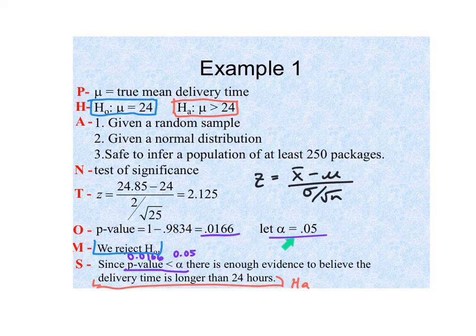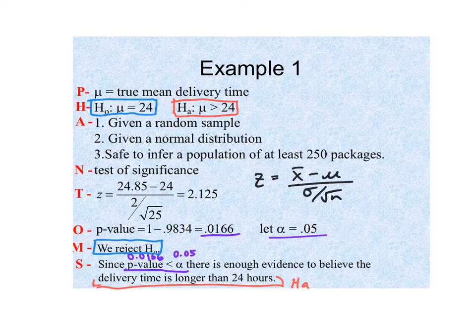Now, this value is less than 0.05, so that tells us what we should conclude at the end. Our conclusion should be that we reject the original claim. Why? Because this p-value is too small. And because this p-value is small, there is enough evidence to believe the alternate. What was the alternate hypothesis? That they do take longer than 24 hours.